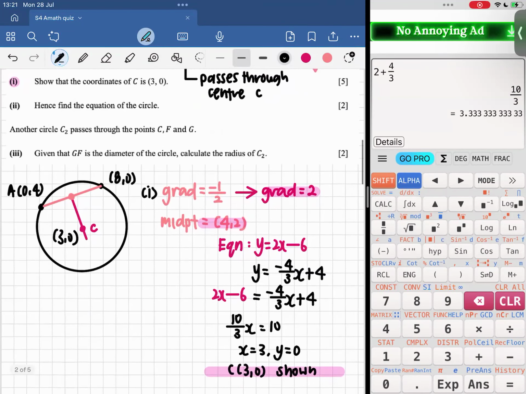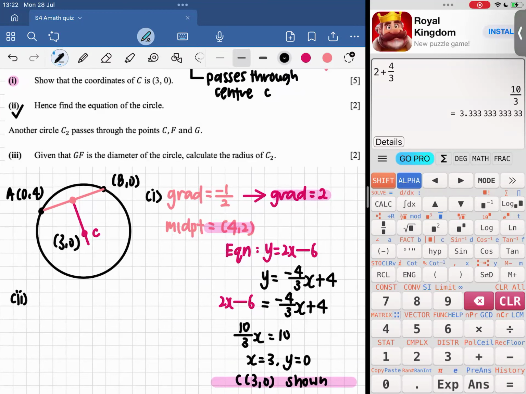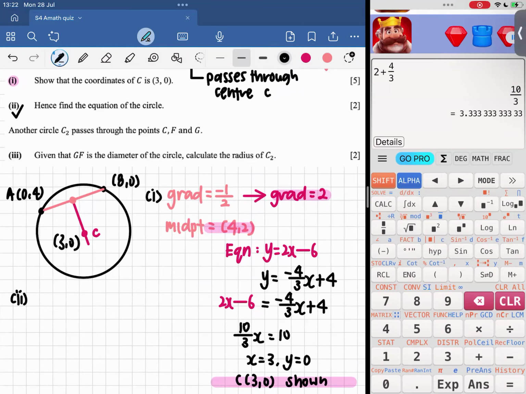Part 2, most of you got it correct. I'm just going to scan through real quick. I think in fact everybody got this correct, unless you couldn't even start the first part, then you gave up the whole thing. So don't give up, because they gave you the center, so you should continue. The center of the circle you have. So the center is (3, 0).